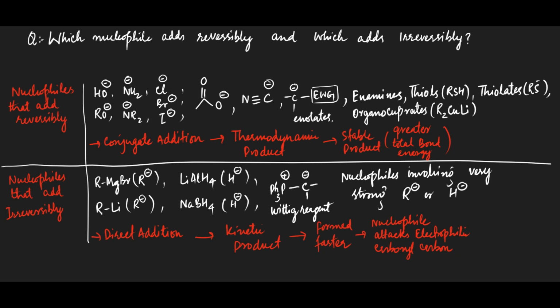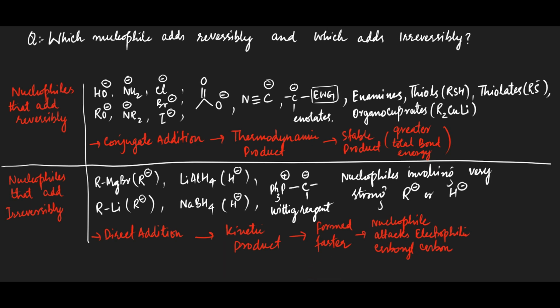Thus we should remember, if the nucleophile adds reversibly, then the reaction takes place under thermodynamic control and the major product is the thermodynamic product, that is, the one that is more stable. If the nucleophile adds irreversibly, then the reaction takes place under kinetic control and the major product is the kinetic product, that is, the one that is produced more rapidly.